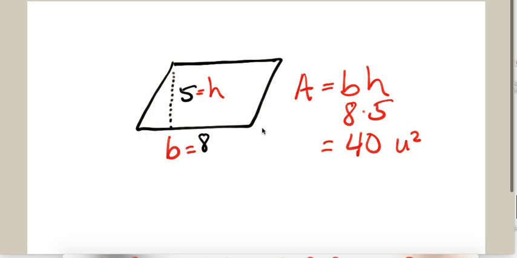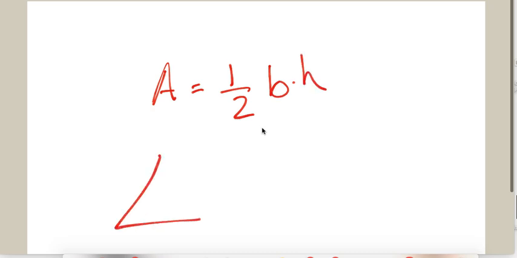So just don't let that dotted line trick you into thinking that you have to cut the shape in half, because the whole shape is not a triangle. That dotted line makes it look like you see a triangle. It's just showing you the height. But do remember, if you see a triangle, that you are to cut it in half. The formula for a triangle is 1/2 base times height.